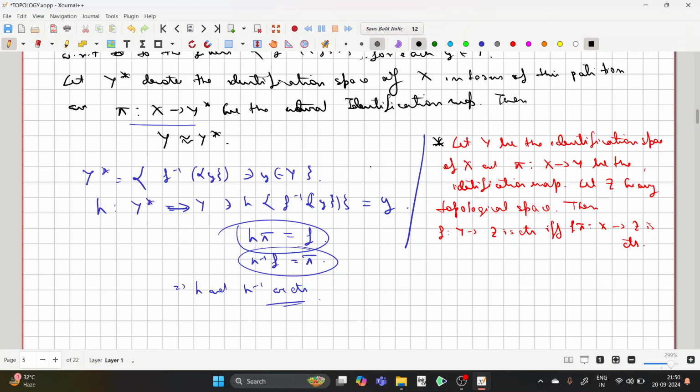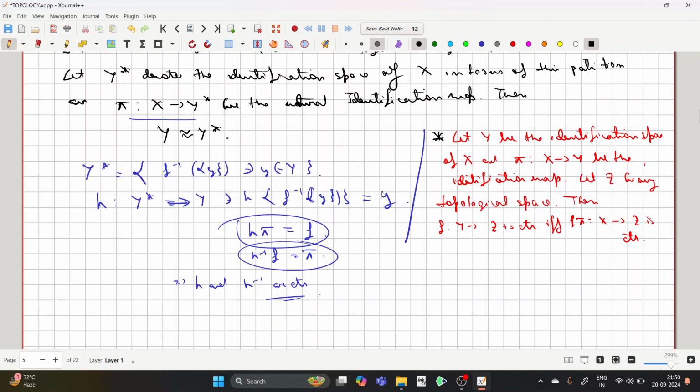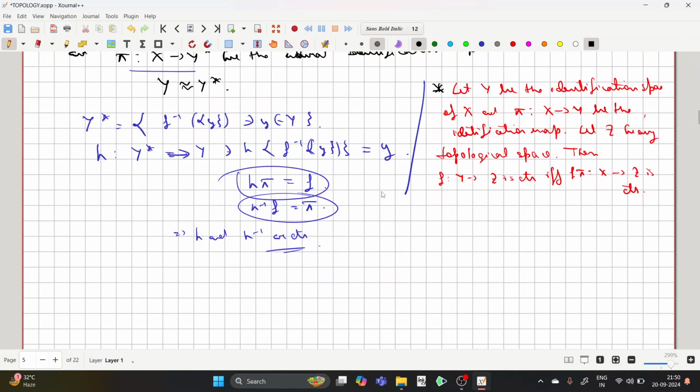Since we have established this fact, throughout now we will be using the concepts of identification space just in terms of identifying partitions or collapsing partitions. Okay, so let me just add it as a remark. Identification is equivalent to saying collapsing subsets of partitions. Okay.